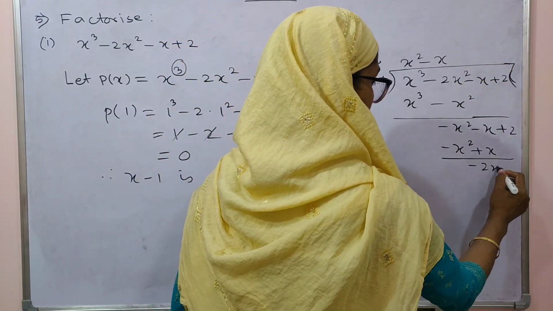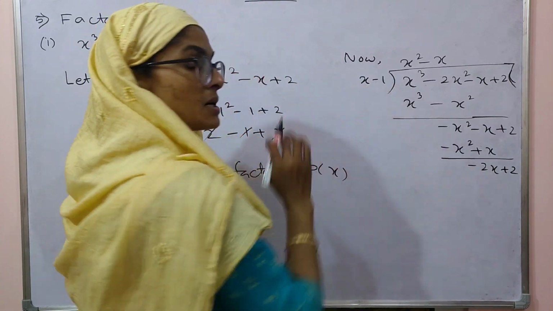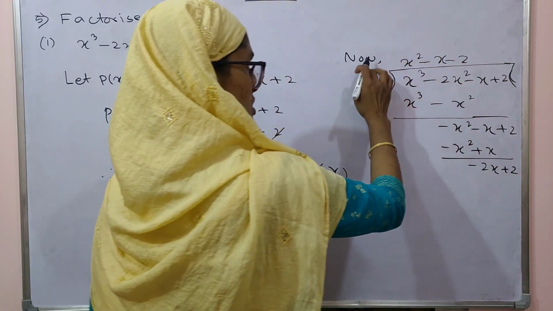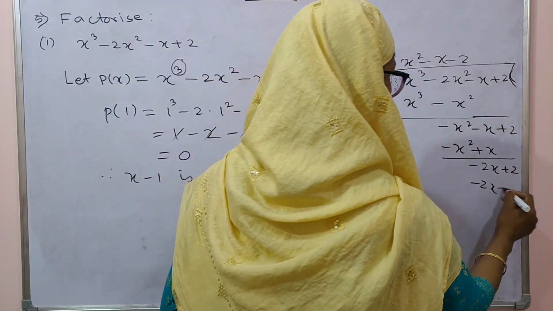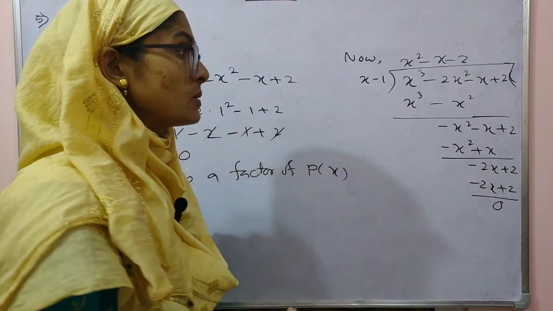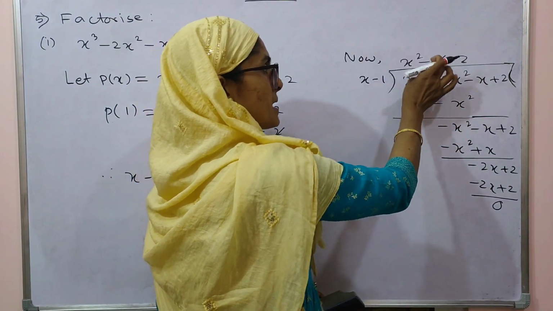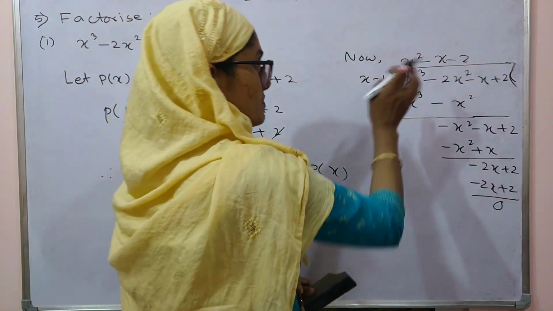So minus 2x plus 2. So minus 2x here plus x, so multiply by minus 2. Minus 2 into x you will get minus 2x. Minus 2 into minus 1 you will get plus 2. So same thing, you will get 0. Remainder is 0. Therefore, x minus 1 and x square minus x minus 2, this one is also a factor of this.